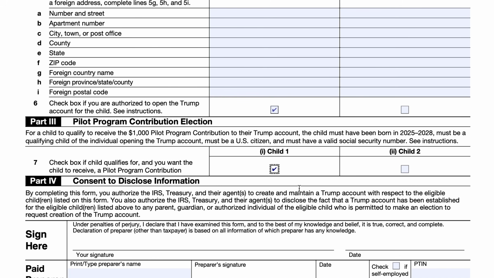Again, that's not the only contribution to your child's Trump account. You would also be able to divert some money from employers. Employers can make a contribution to a Trump account during the growth period, which is that period until the year that a child turns 18. Those contributions are subject to a $2,500 annual limit.